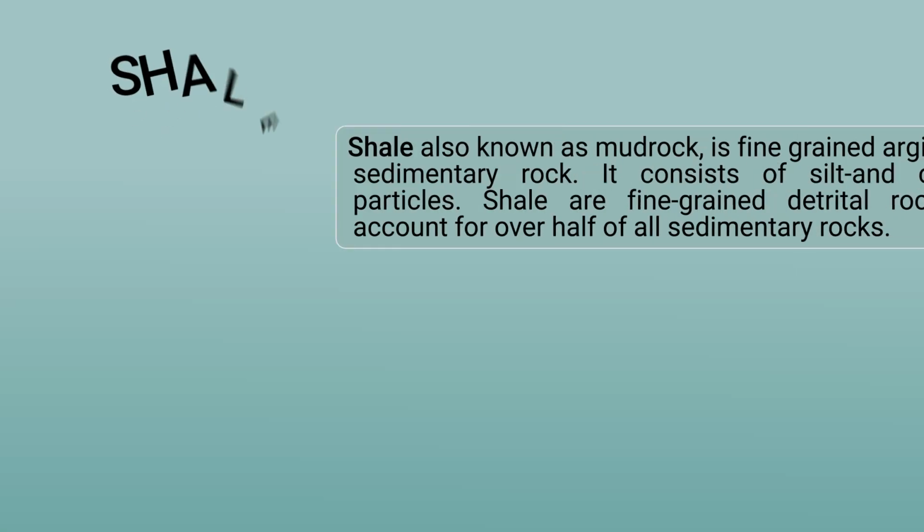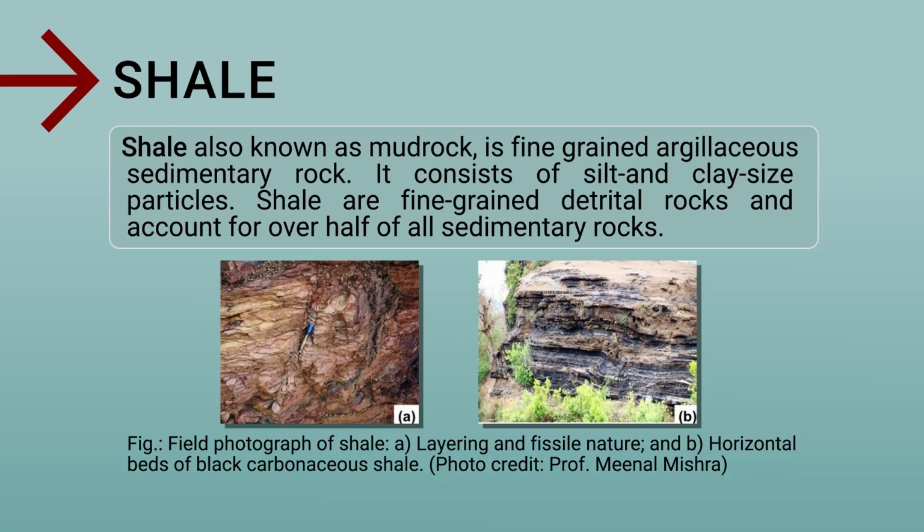So, another example of clastic sedimentary rock is shale. Shale is also known as mud rock. They are fine grained argillaceous sedimentary rocks, and consist of silt and clay sized particles. Shales are fine grained detrital rocks, and account for over half of all the sedimentary rocks.